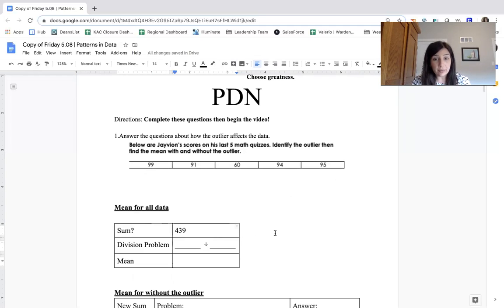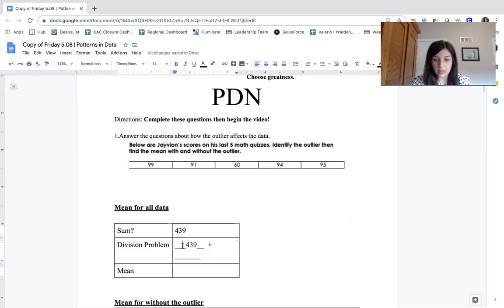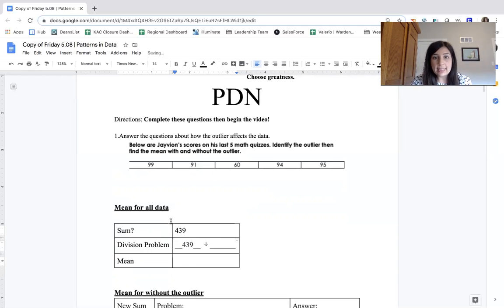Then to find the average, I need to take that total, 439, and type it into that first box there. And I need to divide it by how many numbers there are in the data set. In this case, there are 5 different numbers here, so I'm going to go ahead and divide it by 5.